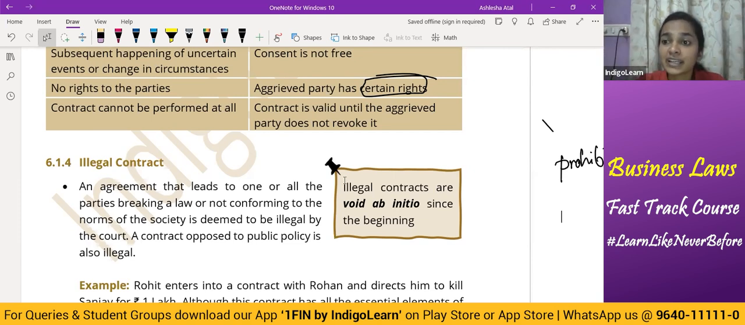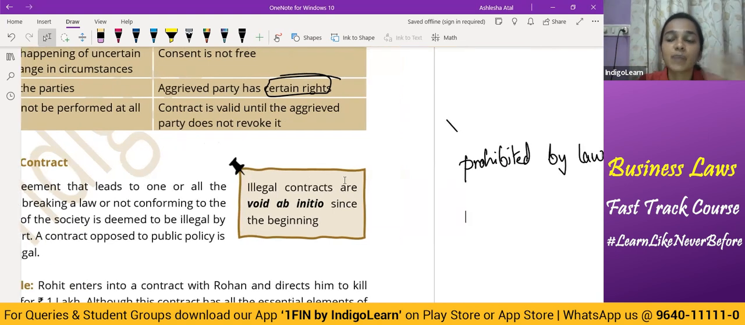So a contract to kill someone, or say smuggling contracts, growing something which is being banned by the government, all of these contracts fall under the category of illegal contract.